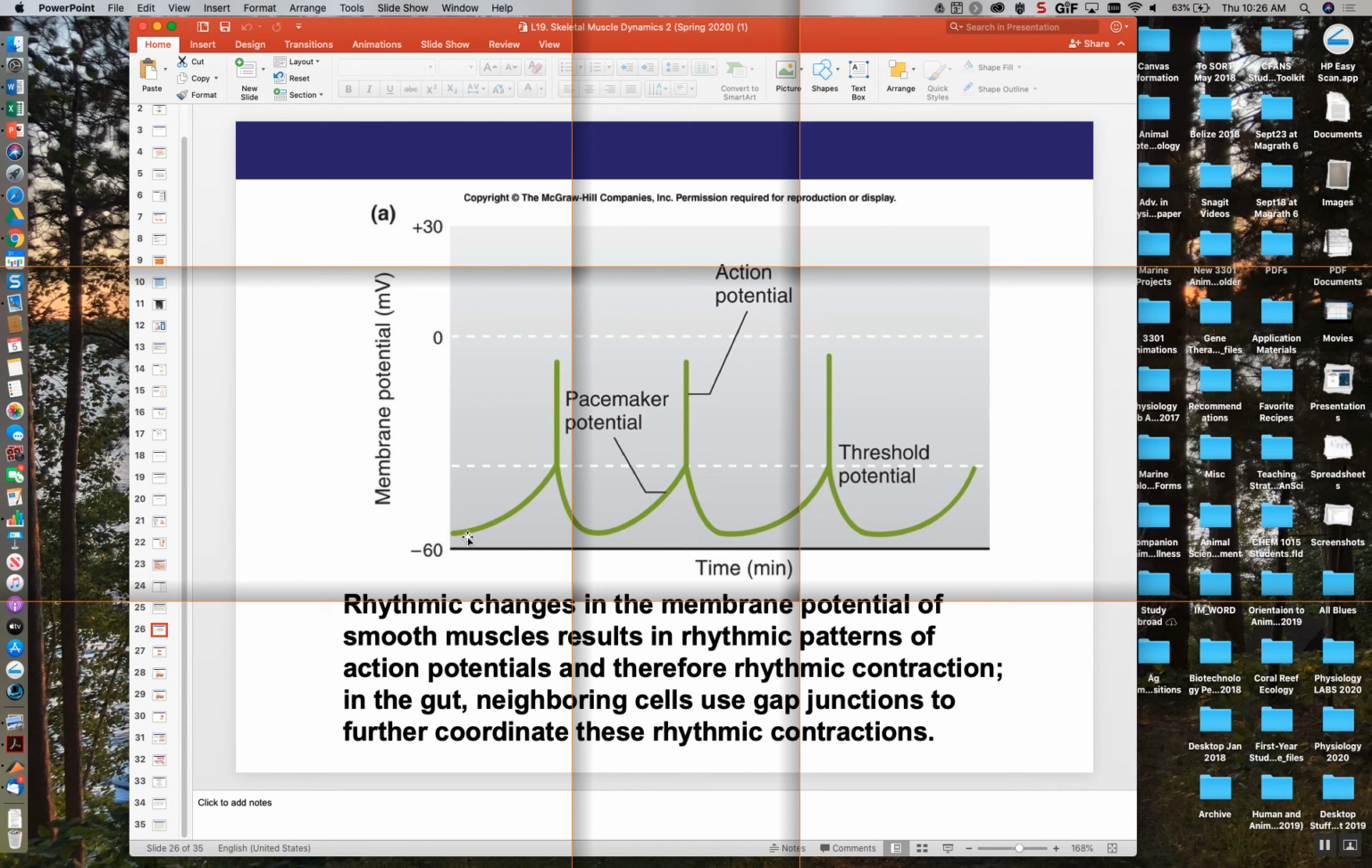But you can see it's not a nice, steady resting membrane potential. Because of the expression of those funny channels, it's a slow eroding depolarization that reaches threshold and then activates a calcium channel. You get these calcium spikes. That causes a rhythmic depolarization and contraction with these smooth muscle cells.